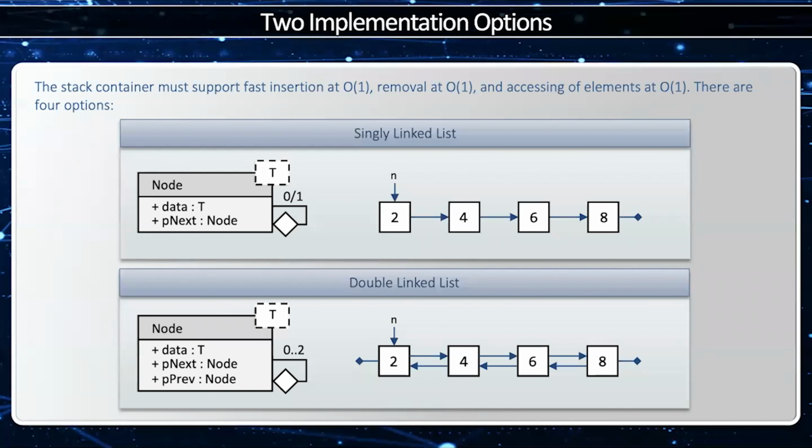Remember, there are two types of linked list. There's a singly linked list and a doubly linked list. The singly linked list can only move forward. A doubly linked list has a pointer to both the next node and the previous node. This video will demonstrate how to remove a node from a doubly linked list.